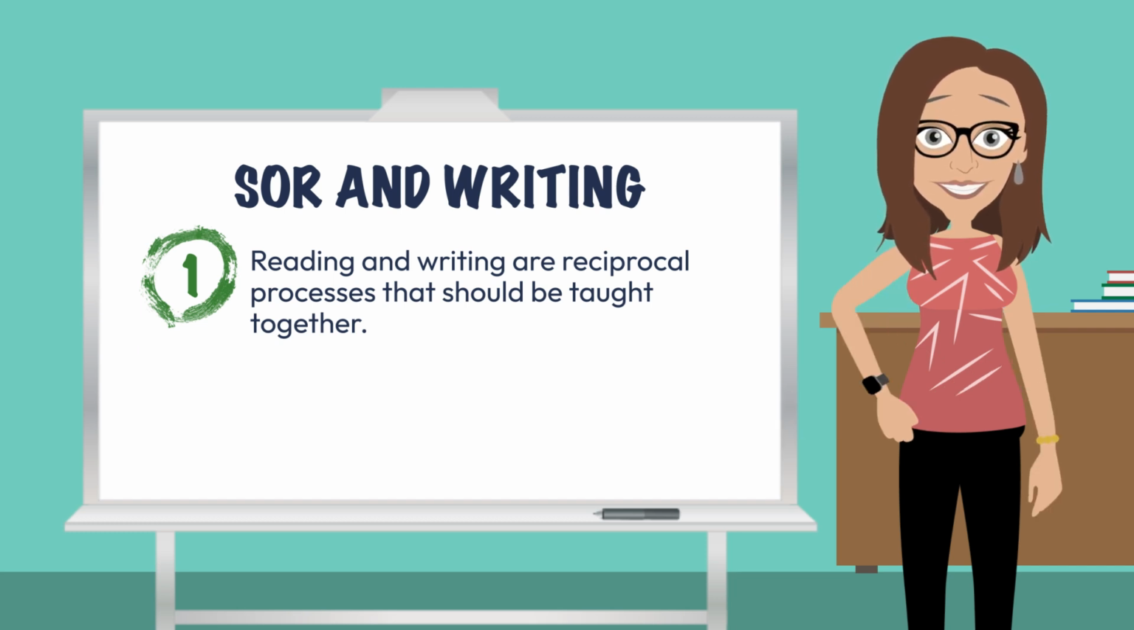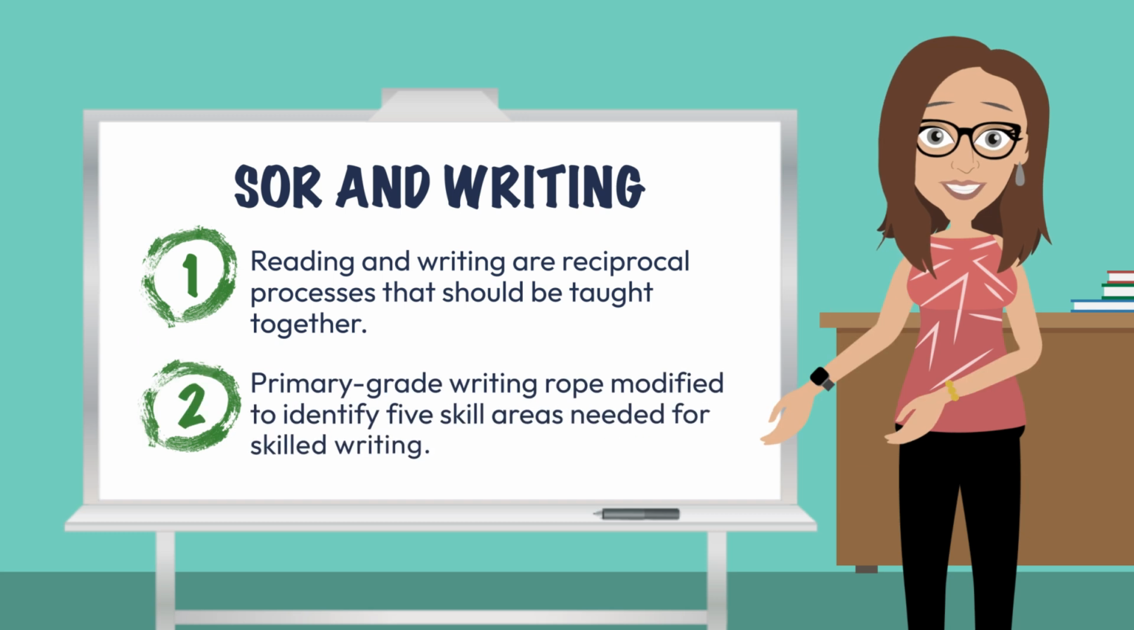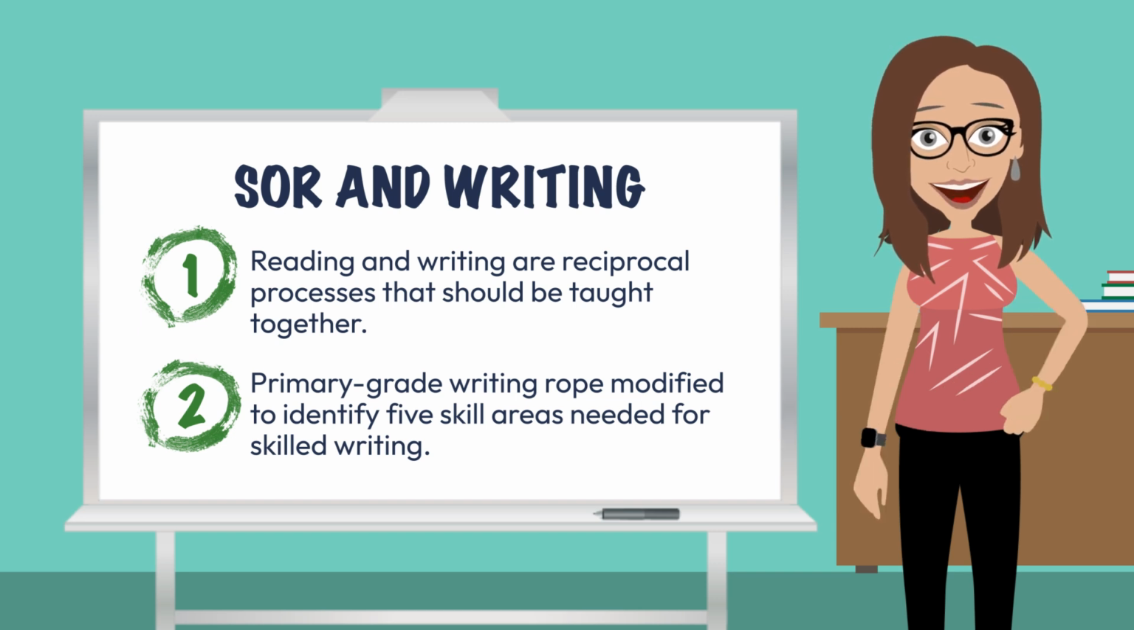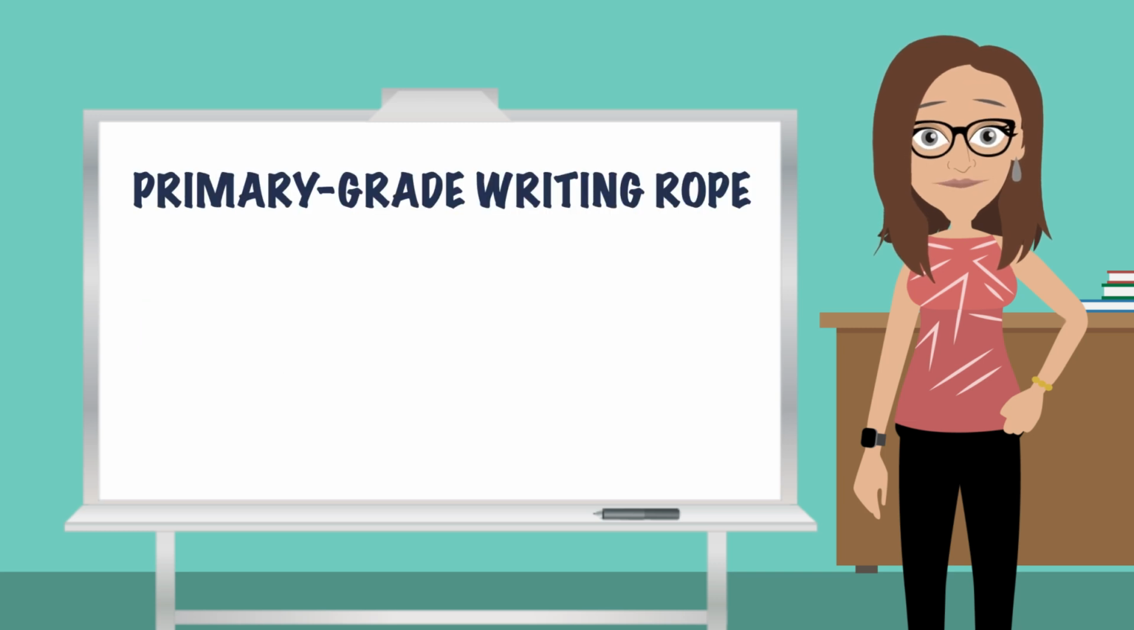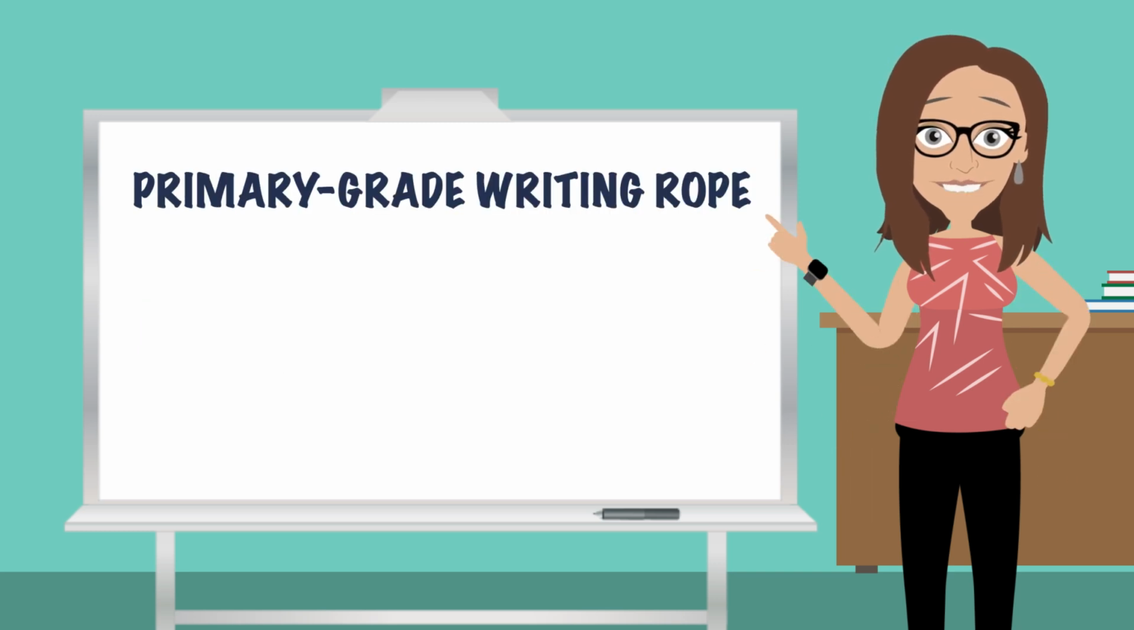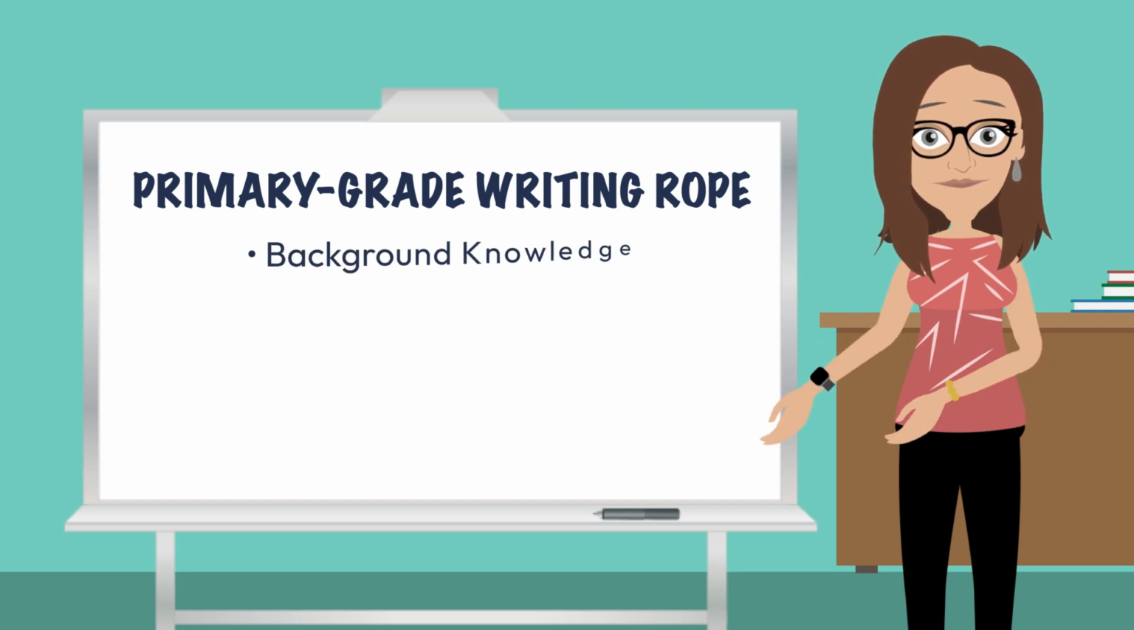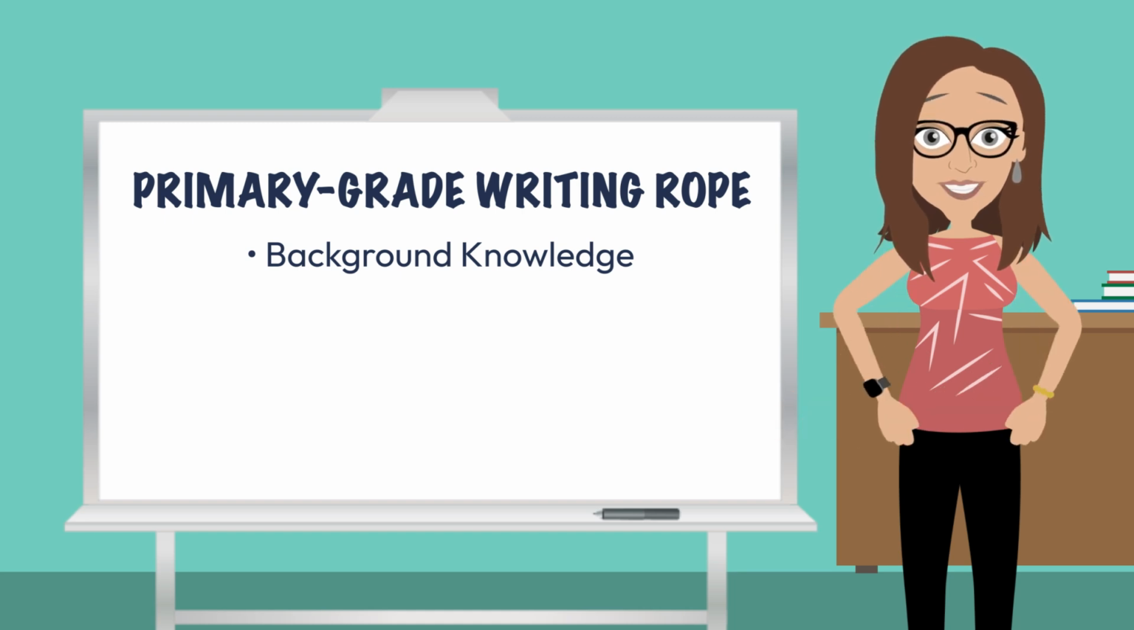The second big concept we covered was the primary grade writing rope. We discussed that this was an adaptation of the writing rope developed by Joan Sedita and was modified to identify 5 skill areas needed for skilled writing, similar to the reading rope. The components provide a guide for understanding the requisite knowledge and skills that students intertwine as they write. Like in reading, background knowledge provides a firm foundation, while readers use this knowledge to make sense of text.